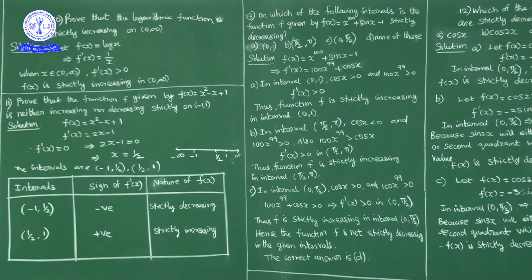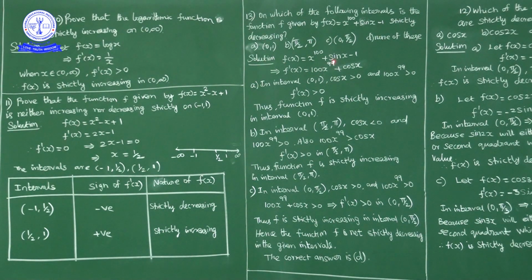So option A, if you verify, in the interval 0 to 1, cos x is positive, 100 into x power 99 is positive, their sum is positive, so f dash of x is positive, so f is an increasing function in the interval 0 to 1, okay. So f is increasing in 0 to 1 and 0 to pi by 2. Now what about option B? Now pi by 2 to pi means 1.5 something to 3.14 something.